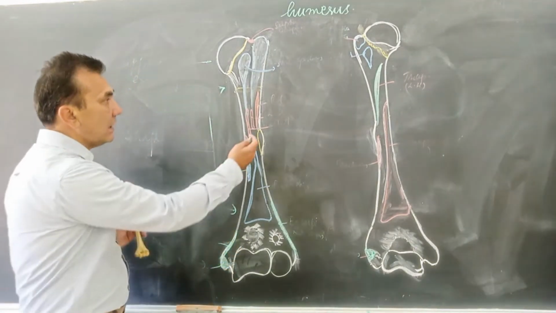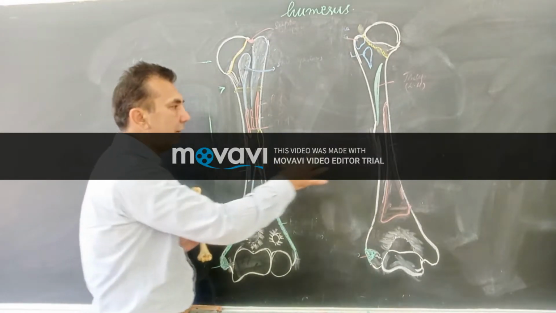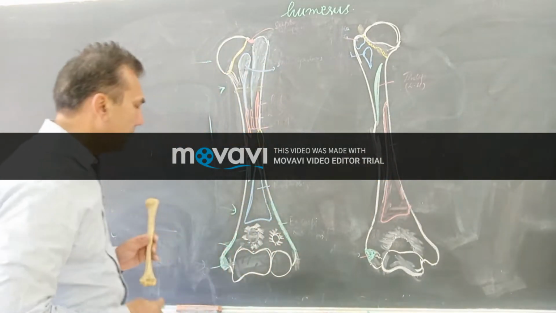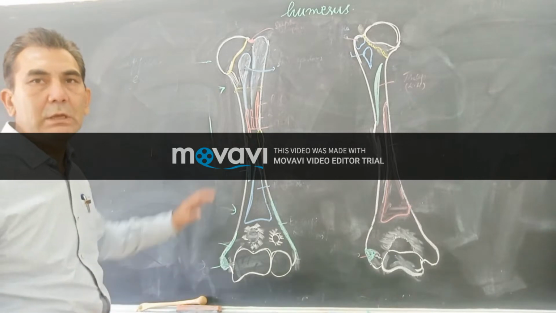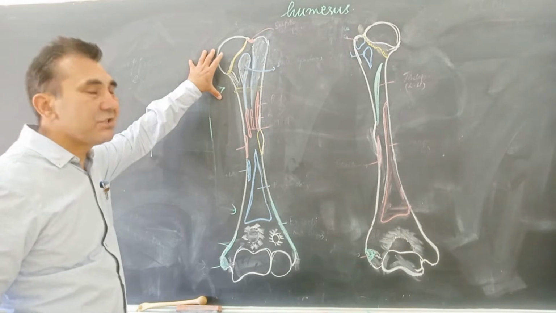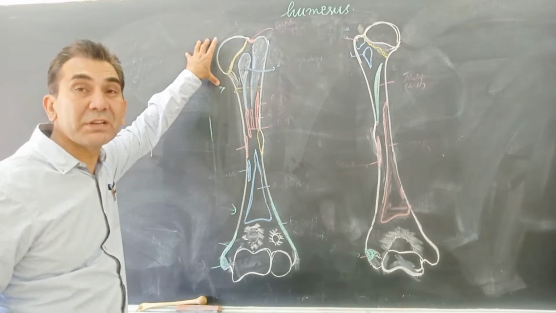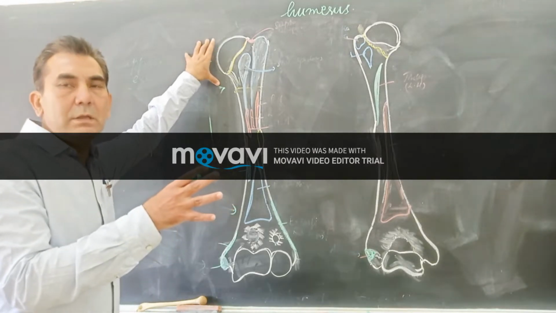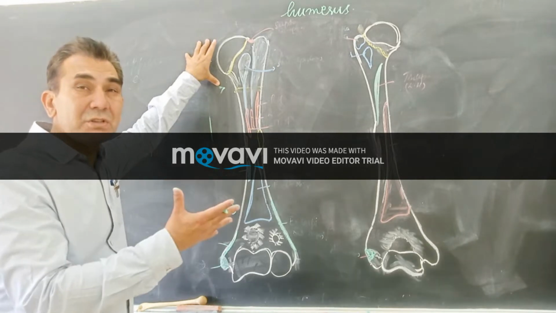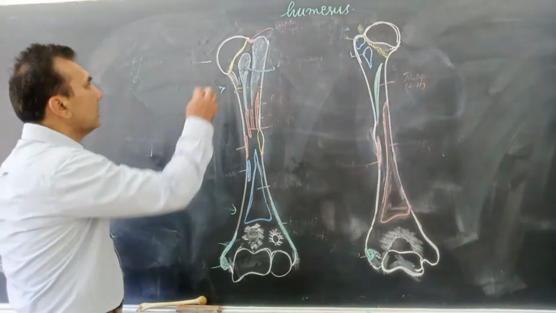Here you see the anterior view and the posterior view pictures of the humerus bone. We will start from the anterior view, beginning with the upper extremity. First of all, we will learn what processes, places, or structures are present at the upper extremity of the humerus bone.